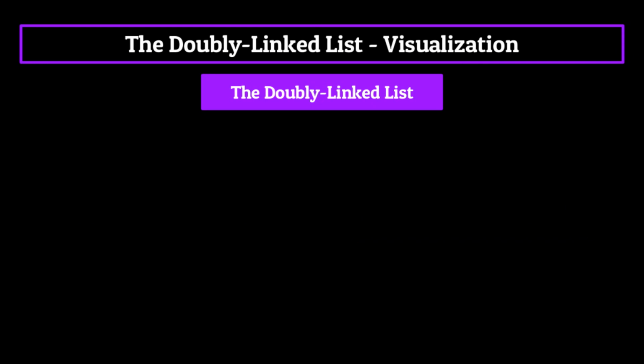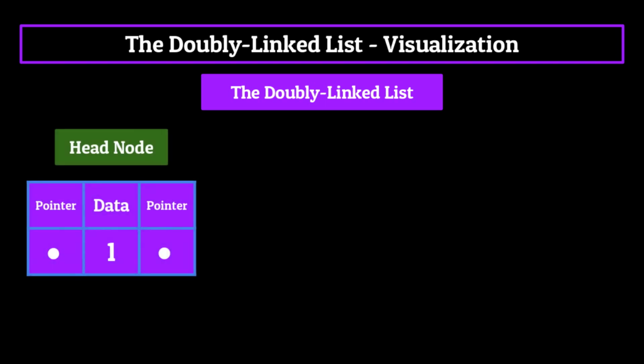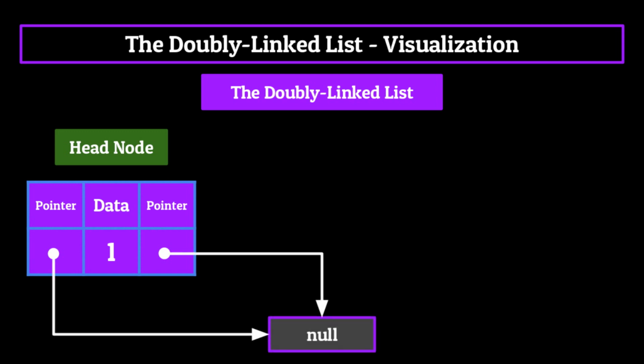Now on to what these doubly linked lists actually look like. Just like with a regular linked list, every doubly linked list is going to start with a head node. Since it's the first node in the list, both its previous pointer and its next pointer will point towards a null value. This is, of course, because it can't point to information which isn't there. We can fix this, though, by adding another node.